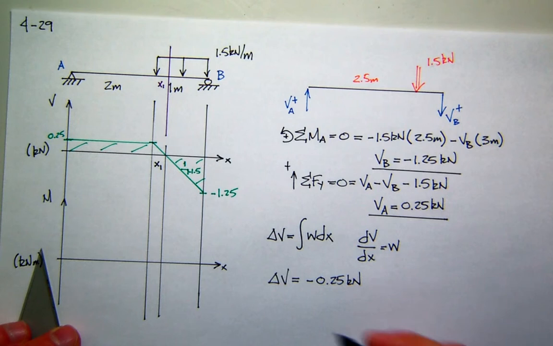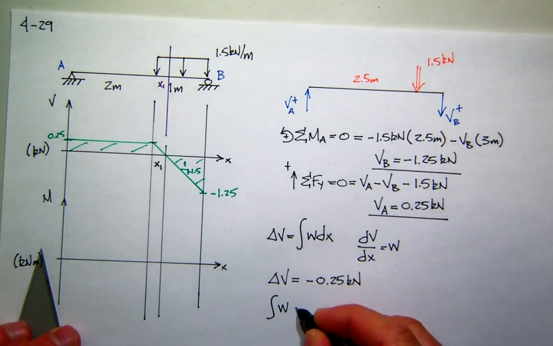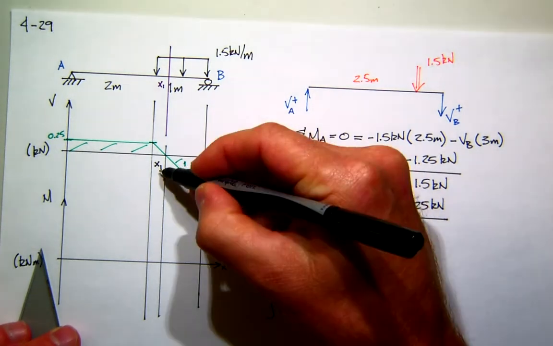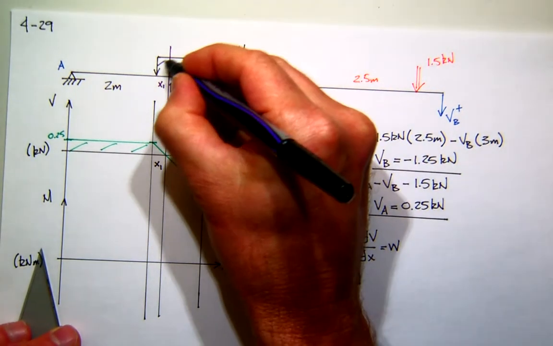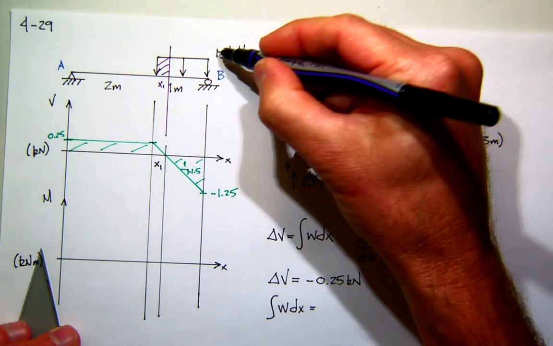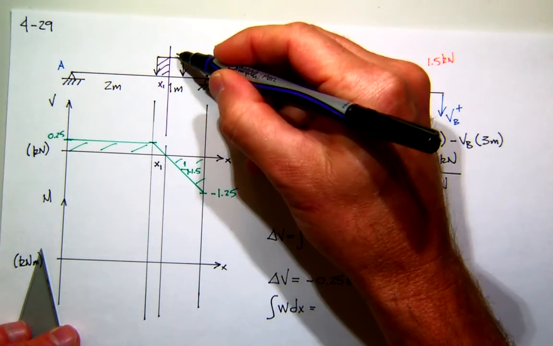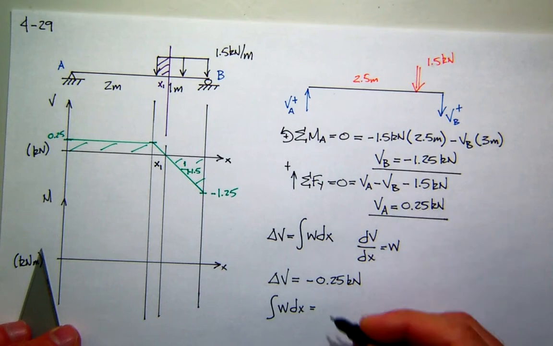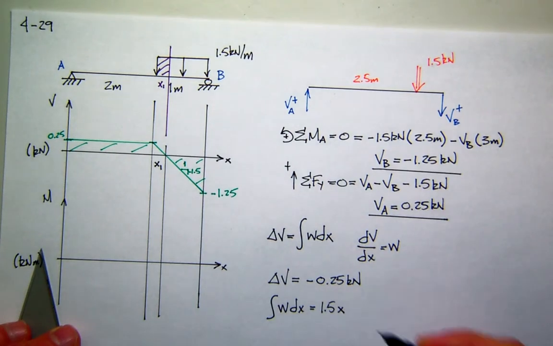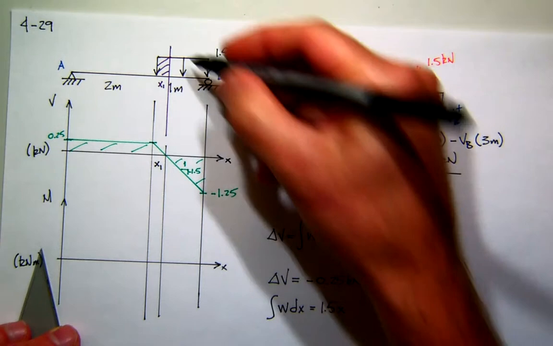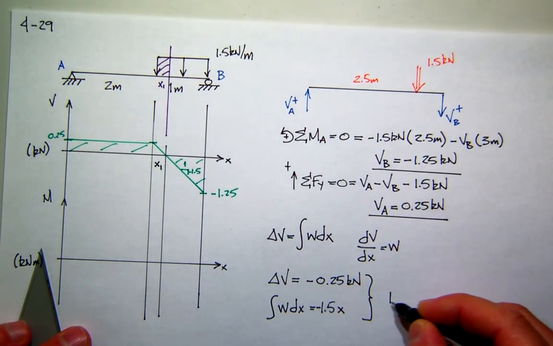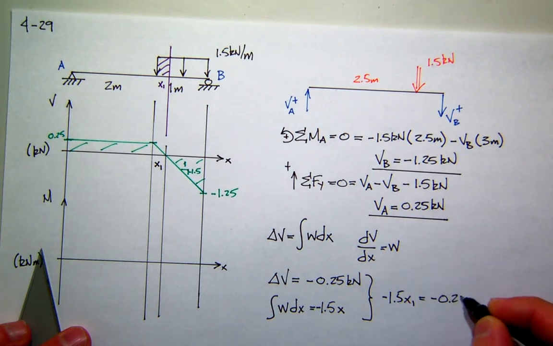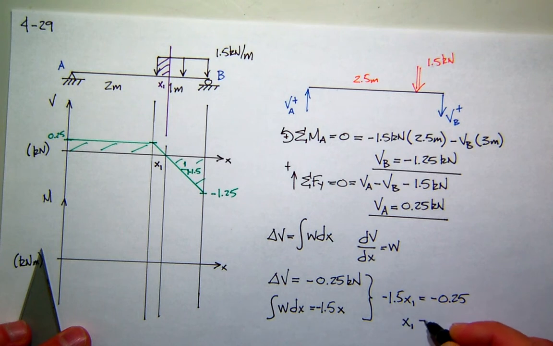Right? What is the area under the load curve over that same position? Well, it's this area. And what is that area? Yeah, it's base times height. Base is x1, height is 1.5. So I get 1.5 x1. And these two things are equal. Oh, by the way, that's acting down, so that's negative. So if I combine these, 1.5 x1 should be equal to negative 0.25. And you can solve for x1. What is it?